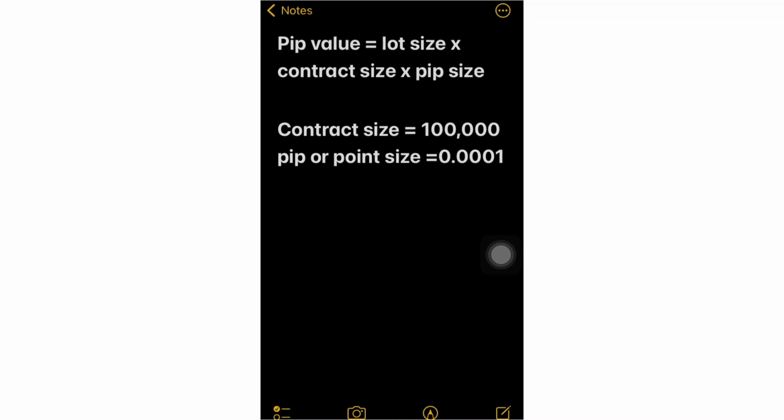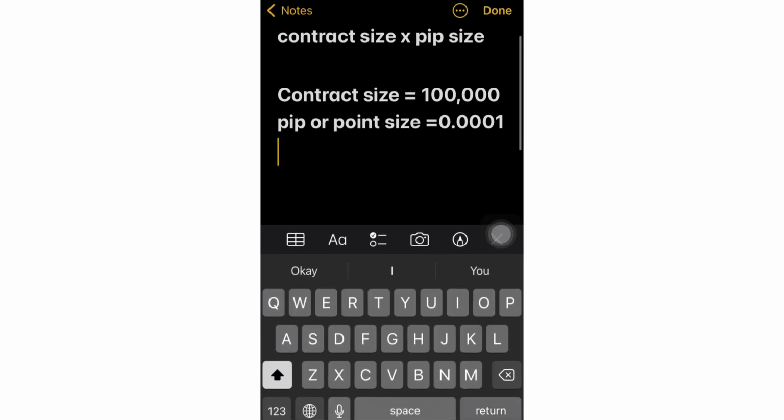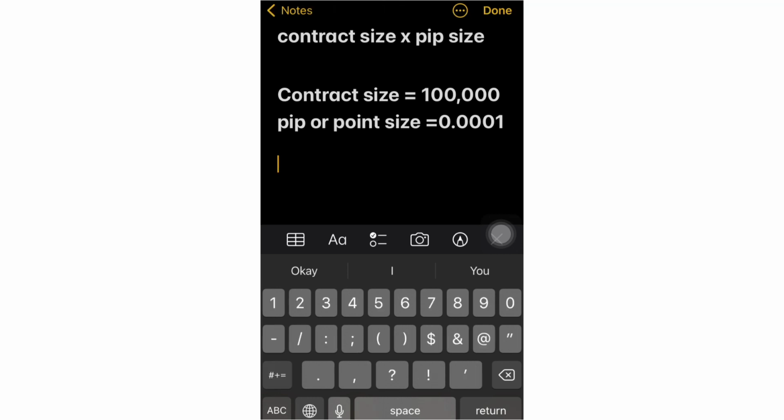Pip value simply means what you can earn from the lot size you're going to use when the trade runs 1 pip. Take note of this, please. For example, I use 1 lot size in my trade, meaning if my trade runs just one pip in my favor, I'm going to be making $10, right? So just 1 pip movement. Before we break it down, most of you do not know how these things come about, but I want to show you guys how it comes about right now.